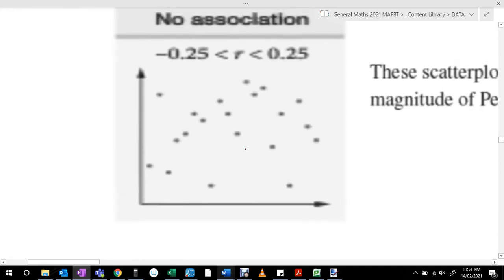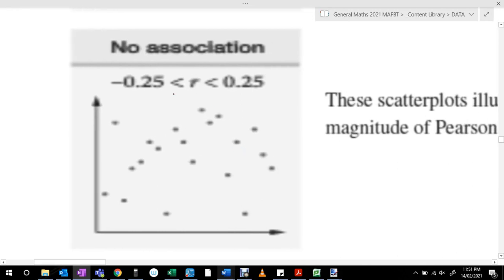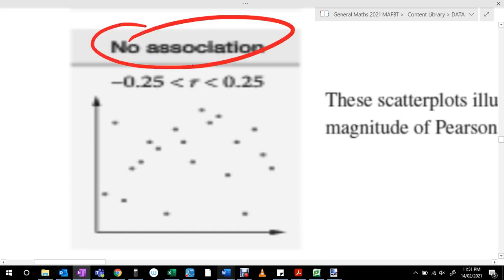And as we know, no association. Basically, it's a graph that has an R value between negative 0.25 and 0.25. Basically, when you have an R value that is between these amounts, there is no association.